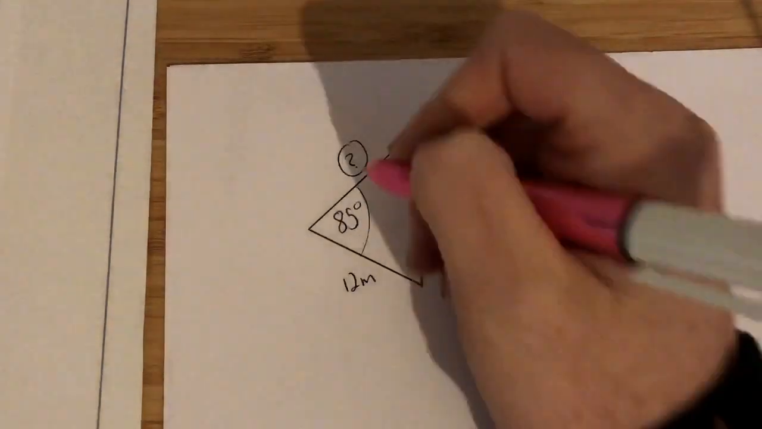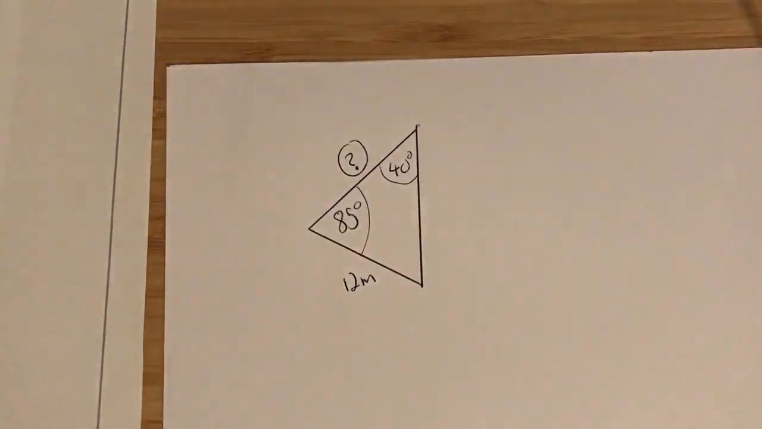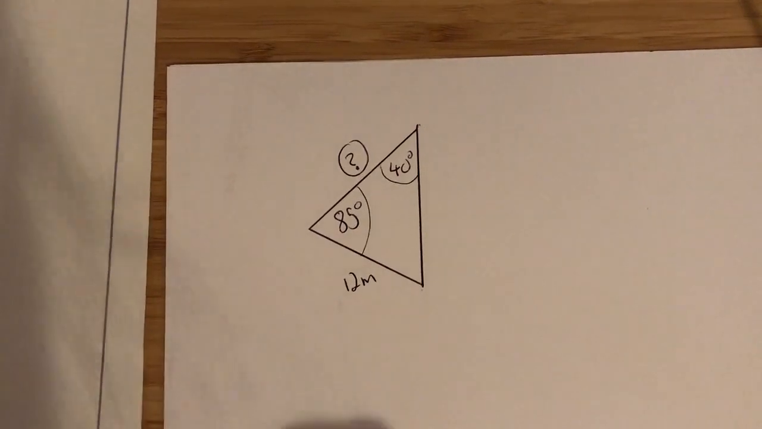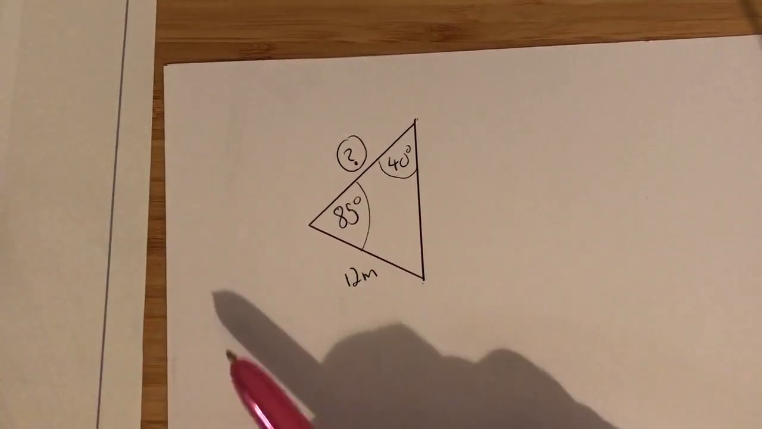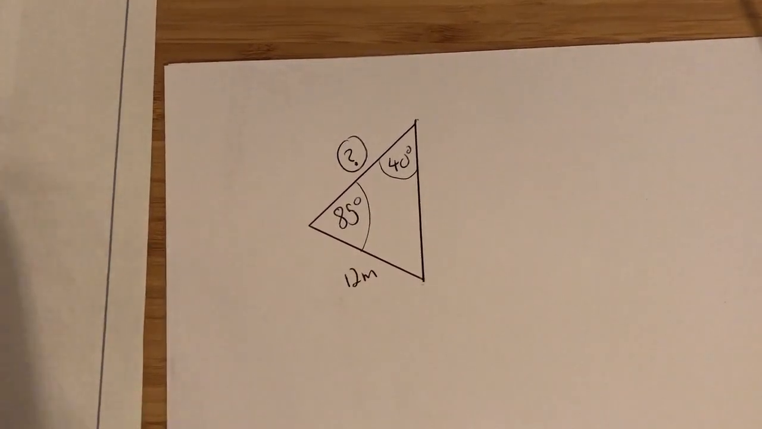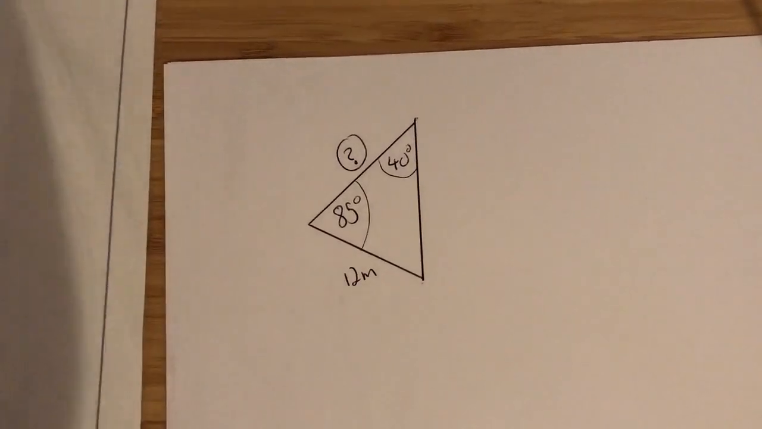Alright, so in this tutorial we're going to look at using the sine rule to find a missing side. So I'm going to go through a straightforward example first, this one that I've got here, and then I'm going to do two past paper questions, one from a calculator paper and one from a non-calculator paper. But first let's just make sure that we can use the sine rule.